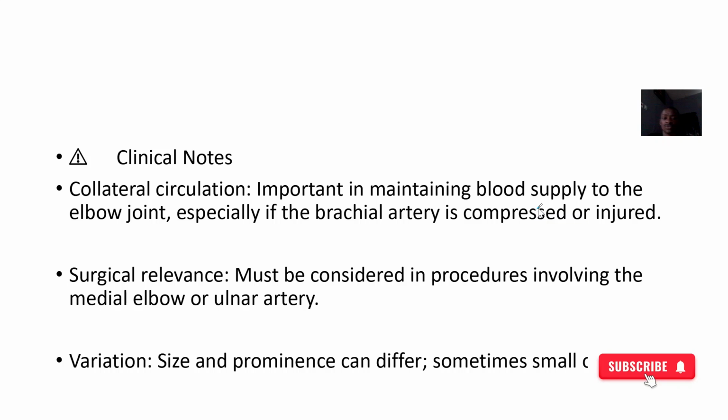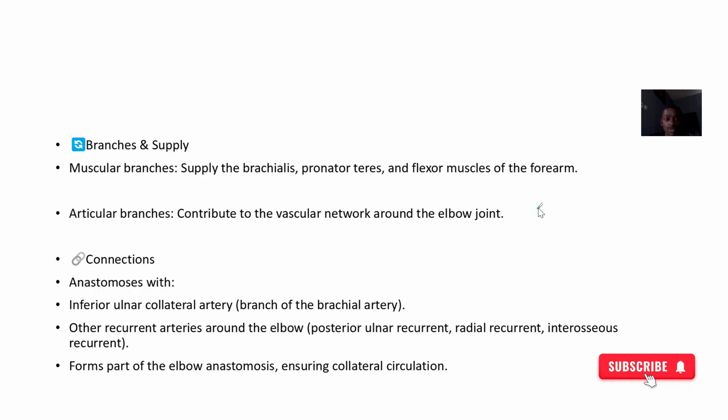Okay, so clinical notes. We'll actually jump some aspects. So for the branches, muscular branches, it supplies the brachialis, pronator teres, flexor muscles of the forearm. Articular branches contribute to the vascular network around the elbow joints. So anastomosis with inferior ulnar collateral artery, other recurrent arteries around the elbow. Okay, then also forms part of the blood network that is around the elbow.